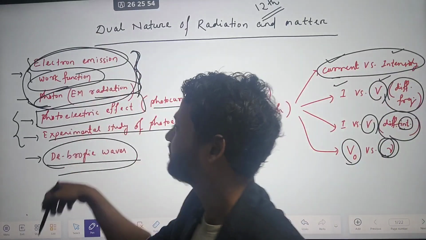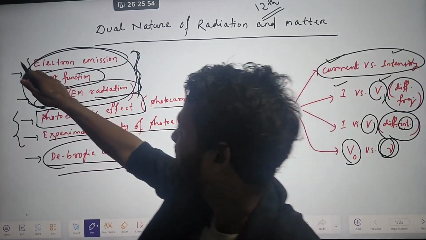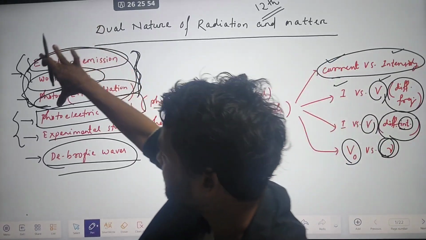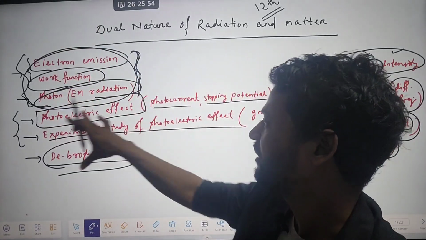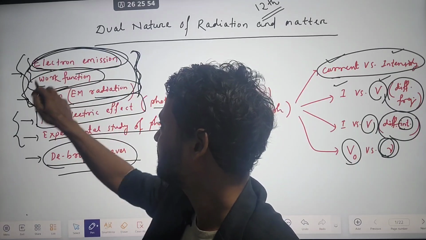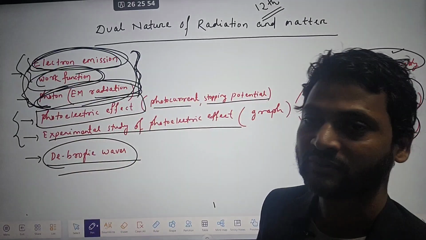Here I will not cover the entire part, it will take more time. So I'll just cover these three basic parts, because the basics are very important. You need to understand this much, then only can you easily get into that. So first we'll discuss electron emission, work function and photon.